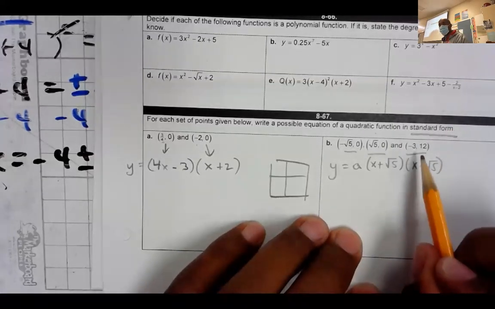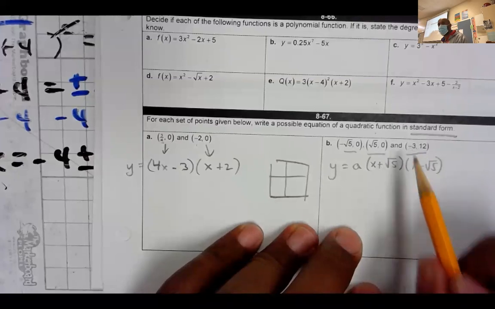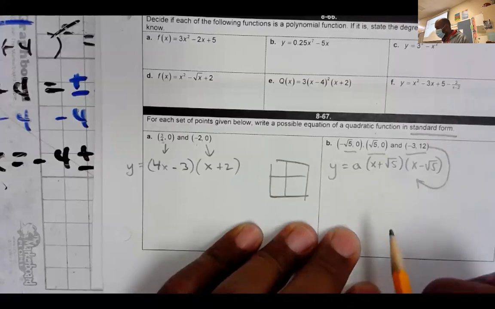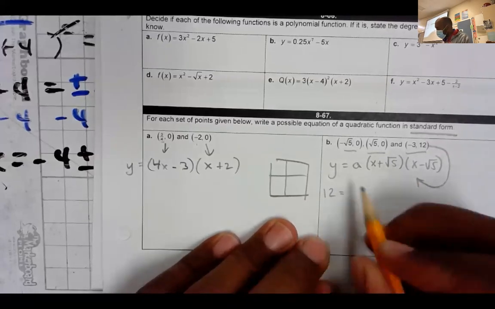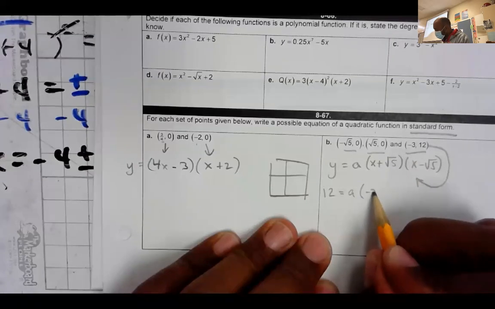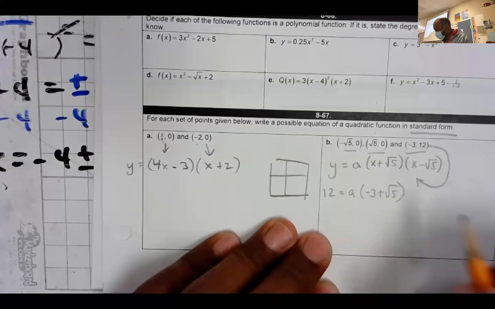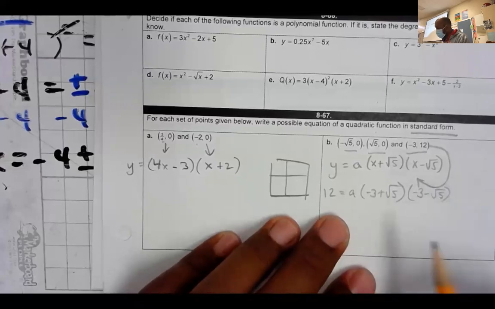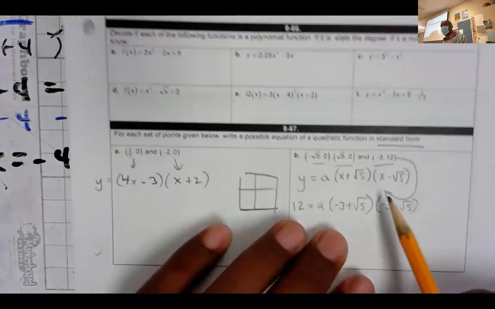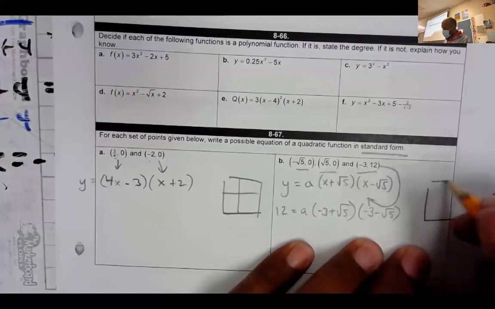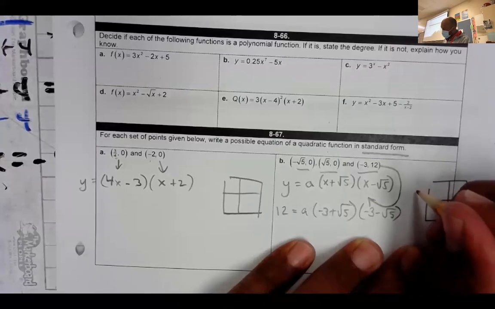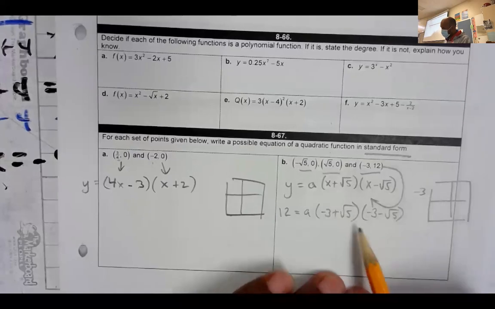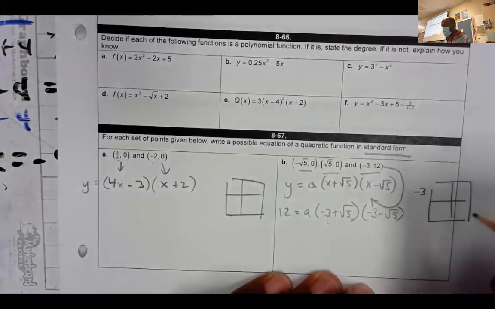Okay, the first thing I'm going to need to do is find the A and plug this point into the equation. So I'll plug in 12 here. Then I got to plug in the -3 to x. And then simplify this. And yes, you're going to do a box with square roots. Okay, so here I'm going to multiply them out, because I can't really add these two.